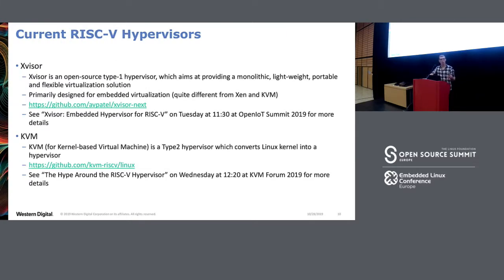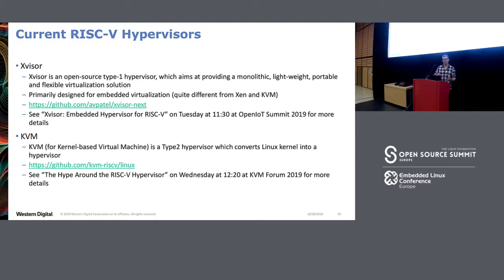So there are two ported hypervisors that support the RISC-V hypervisor extension, and these are XVisor and KVM. XVisor is a monolithic bare metal hypervisor. The nice thing about XVisor is it has no requirement on Linux. KVM obviously requires Linux, and Xen, at least until recently, requires Linux as well. So XVisor can boot straight to a prompt, and then you can start your guest from there.